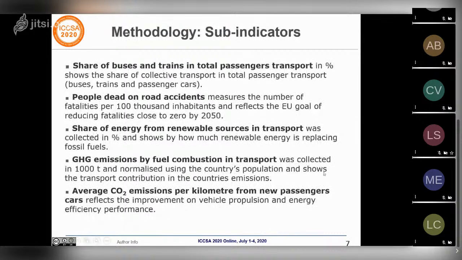The indicators selected to compose the CI are the share of buses and trains in the total passenger transport, that shows the share of collective transport in the total, composed by buses, trains, and passenger cars. The people death on road accidents, that measures the number of fatalities per 100,000 inhabitants and reflects the European Union goal of reducing fatalities close to zero by 2050.